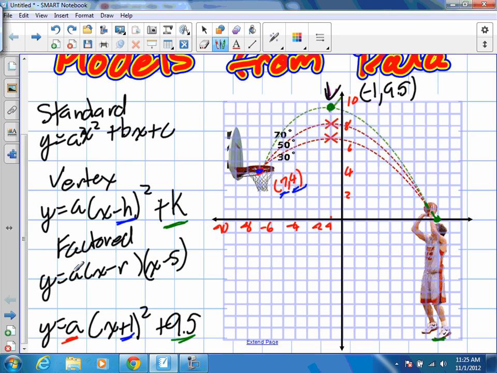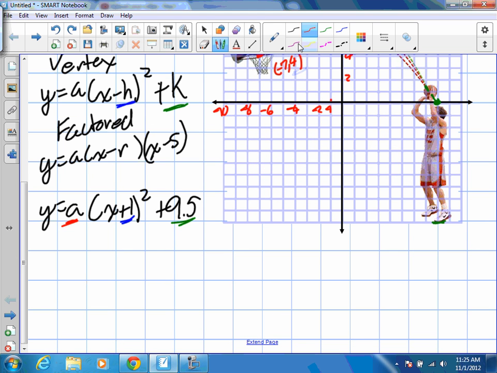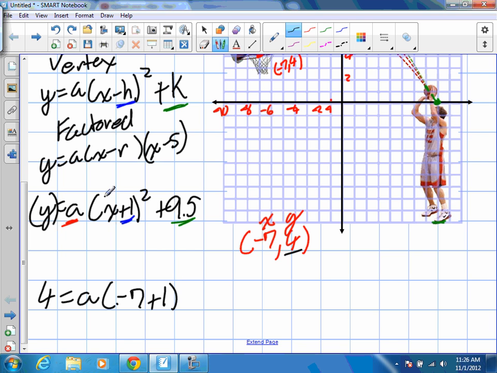Oh, sorry, -7. Thank you. -7 and 4. So, the coordinate we're taking is -7 and 4, which is an x and a y value. Our y value is 4, so we'll plug that in for y. Y now becomes the number 4. We're still looking for a. Our x value is -7, so we're going to have -7 plus 1, squared, plus 9.5. There you go.